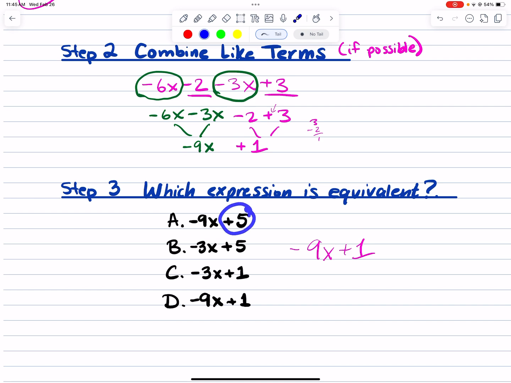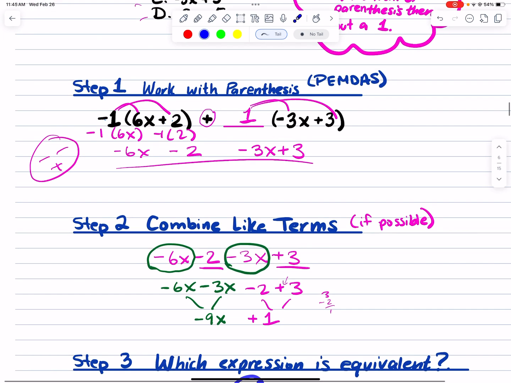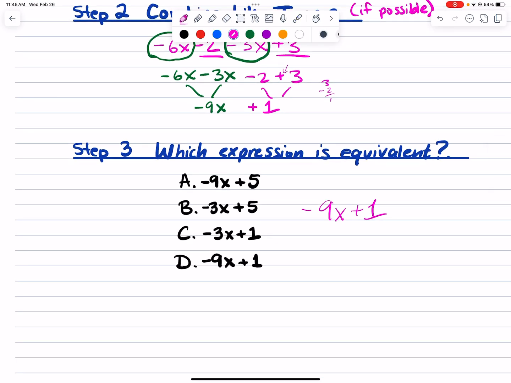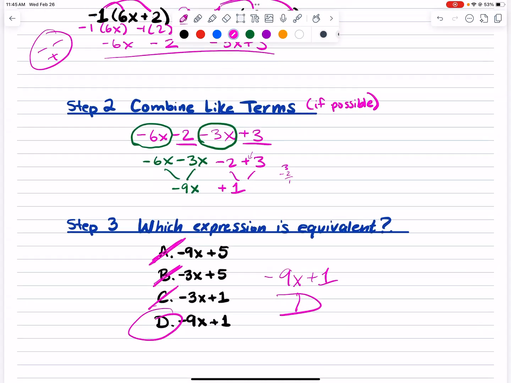I see plus 5. You know what? I'm going to go back and I'm going to check really quick. Negative 2 and positive 3. Different signs. I'm going to subtract. So A can definitely not be an answer. B, the first number has to be a negative 9. So, oh, it's only one of them. Letter D. Letter D is our solution.